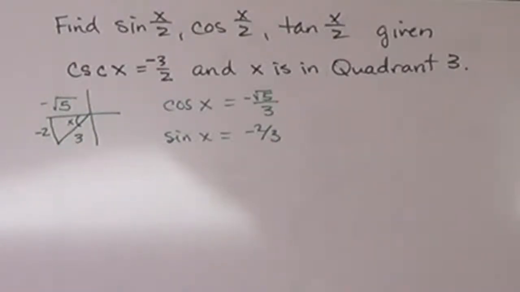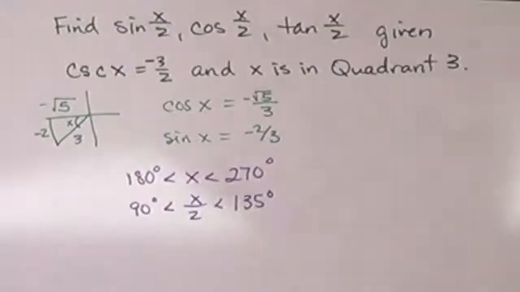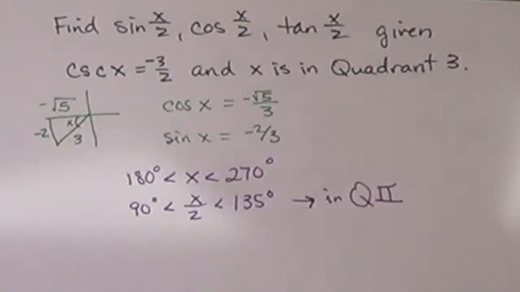Again, one of the things to notice is for sine of x over 2 and cosine of x over 2, I need to know what quadrant x over 2 is in. So here, if we notice, x is in quadrant 3, which means it's going to be between 180 and 270 degrees. So if I divide by 2, it tells me that x over 2 is going to be between 90 and 135 degrees, which is in quadrant 2. Okay? And again, that's needed because that tells me that my sine in quadrant 2 is positive, cosine is going to be negative, and tangent is going to be negative. So when we get our values, if those signs don't match up, then we know we did something wrong.